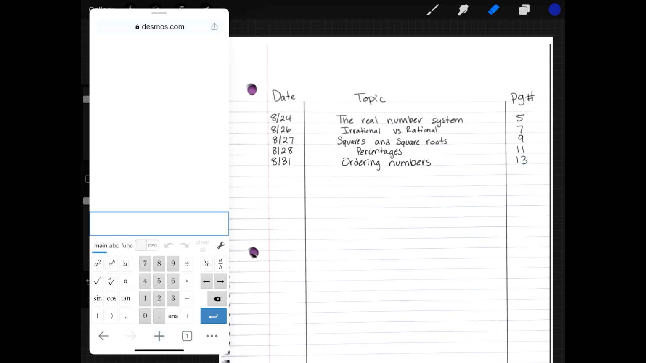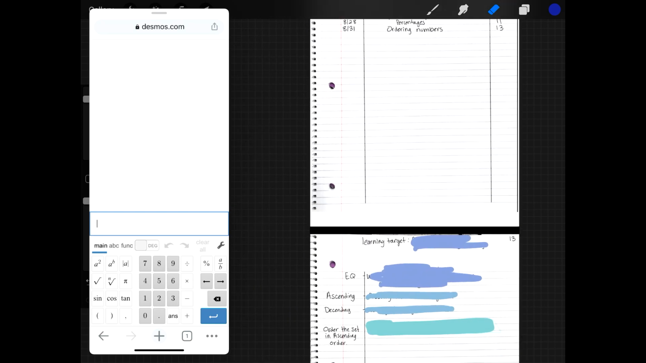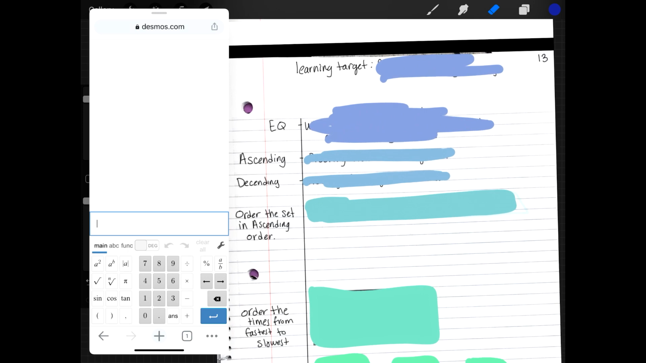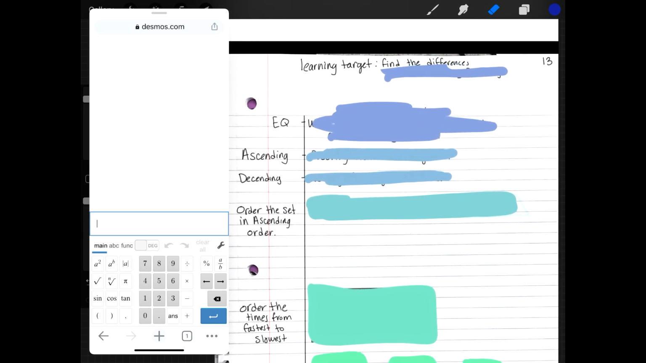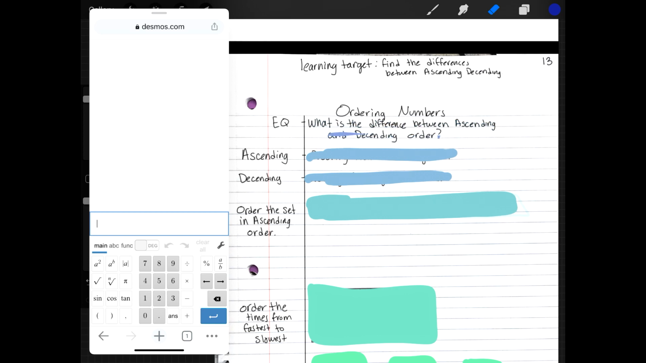Today's the 31st. We're going to talk about ordering numbers, and my page number is 13. Okay, so my learning target for today is going to be find the differences between ascending and descending. I forgot the "and" there. It's okay. Right, so ordering numbers, and our essential question is, what is the difference between ascending and descending order?